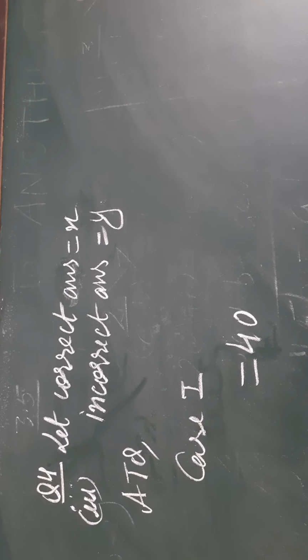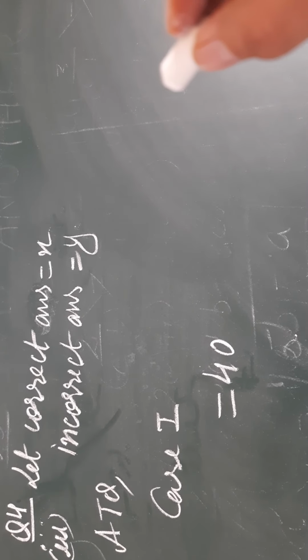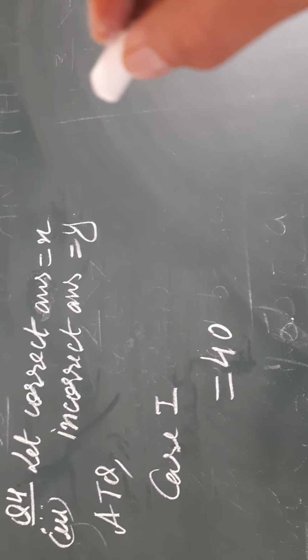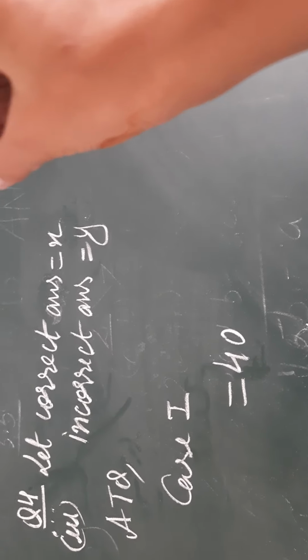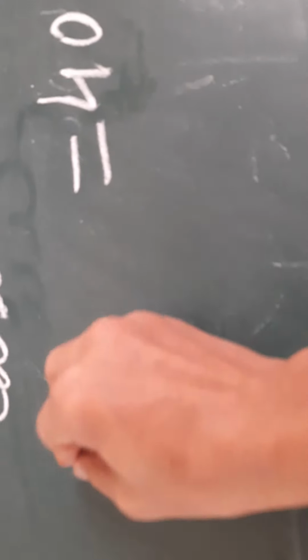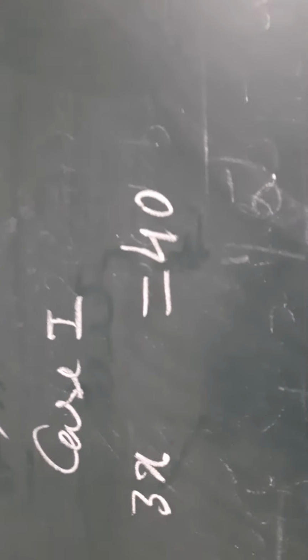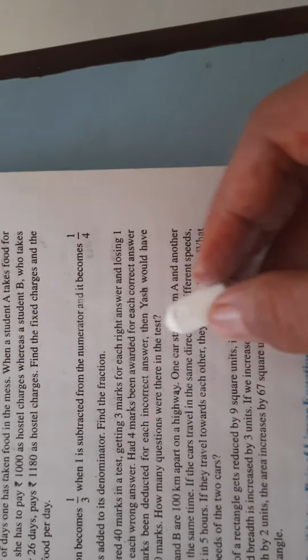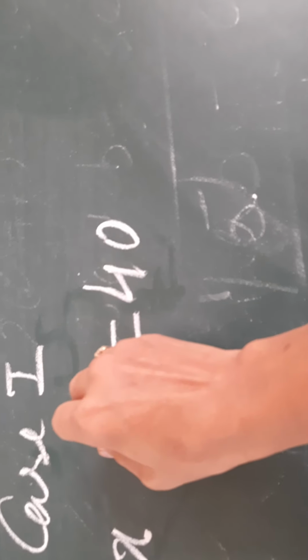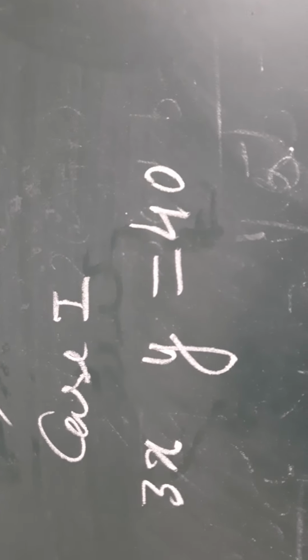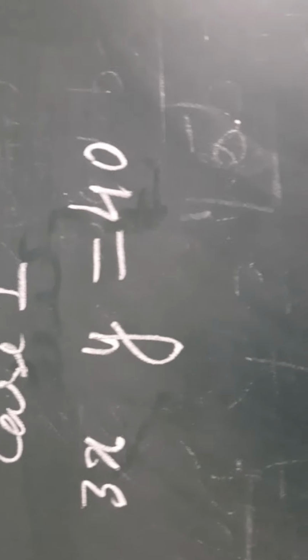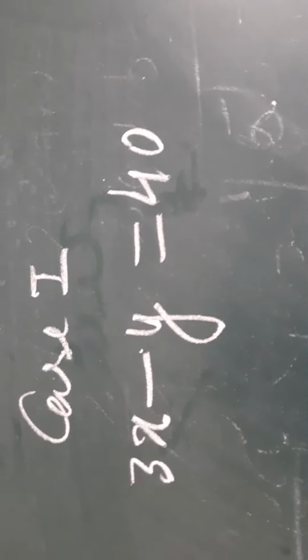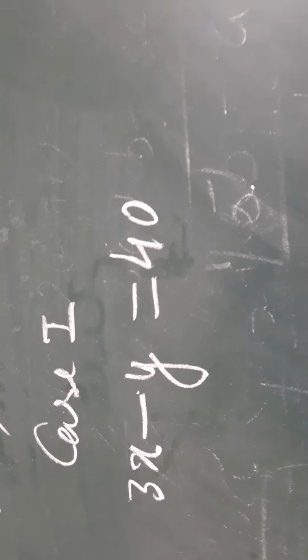If one answer is worth 3 marks, two answers are 3 times 2 is 6, three answers are 3 times 3 is 9. Similarly, if x answers are correct, the correct answer marks will be 3x. And for incorrect answers, in the first line, losing 1 mark for each. So total how many incorrect answers are there? y. So 1 into y is y, right? But for losing there is negative marking, so marks will be deducted. So we'll put a minus sign. Remember, we'll put a minus sign.